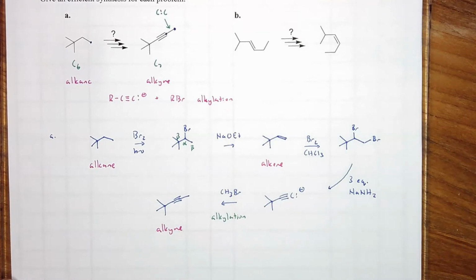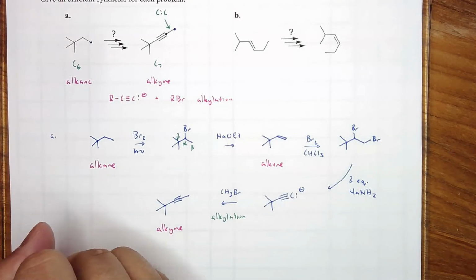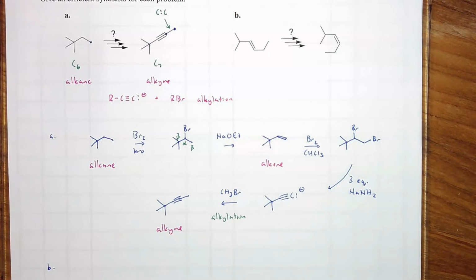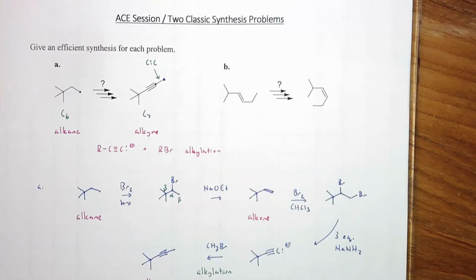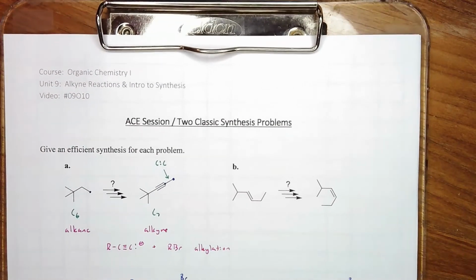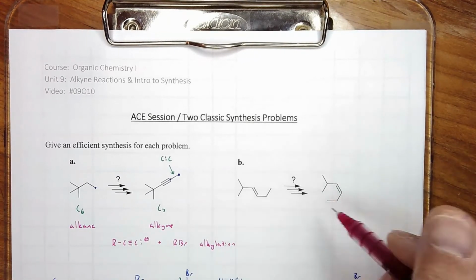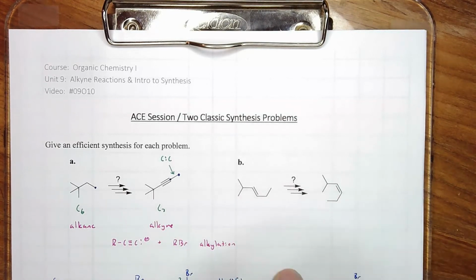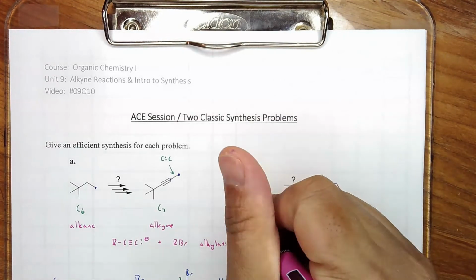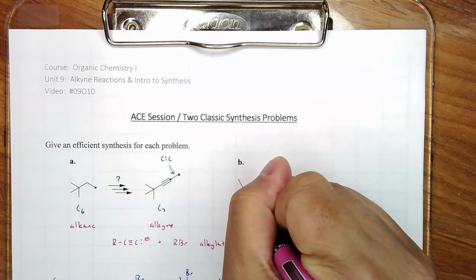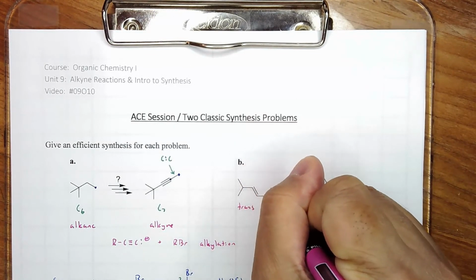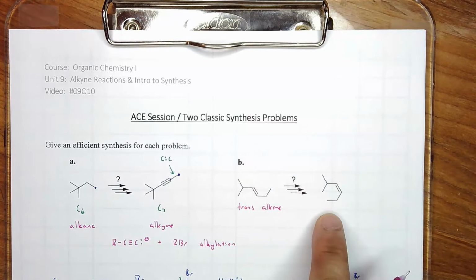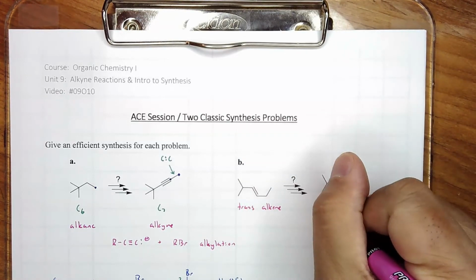How about problem B? Problem B is another classic synthesis because we have an alkene to an alkene. So what changed here? The stereochemistry changed, because here we have a trans alkene and the final target is a cis alkene.